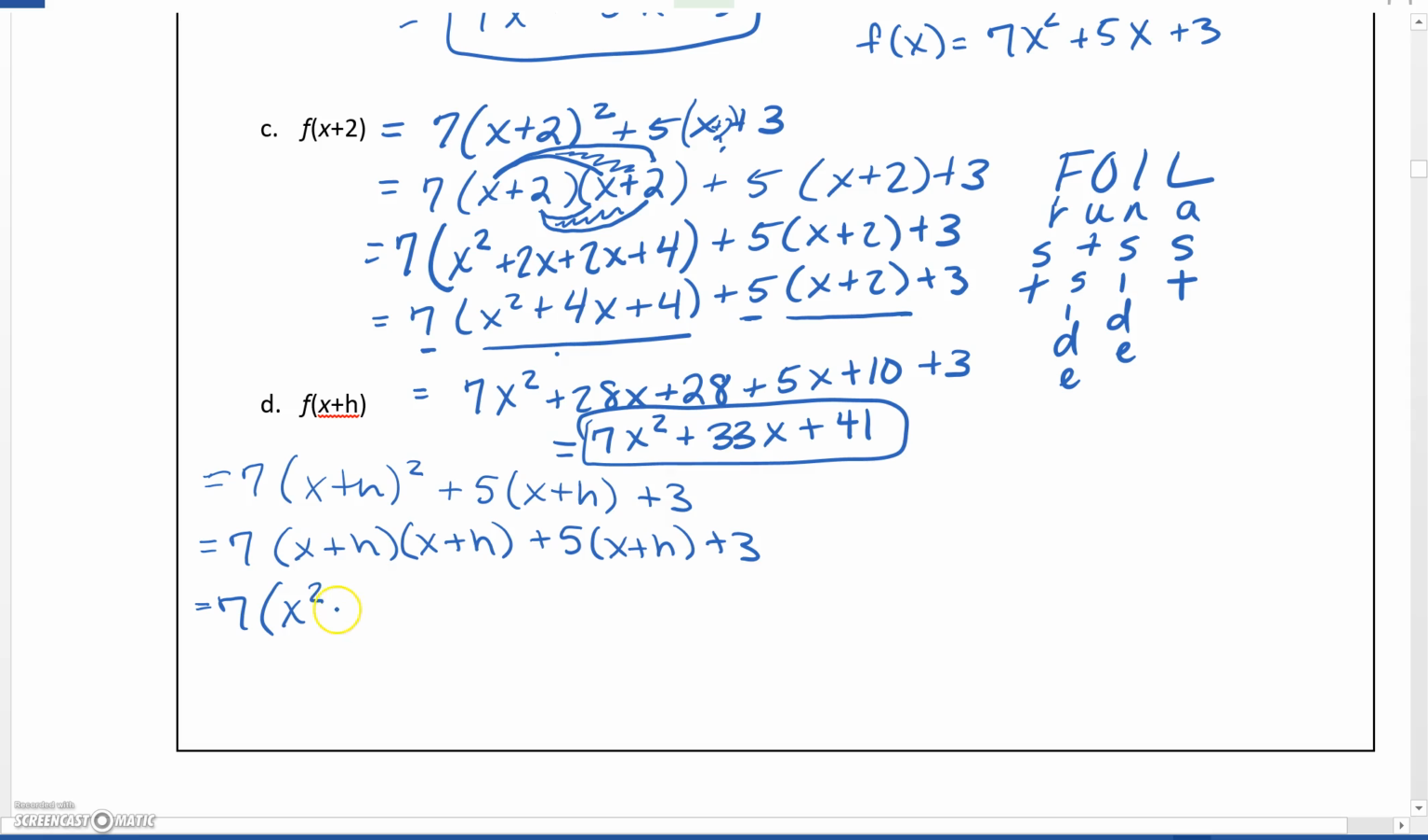Okay, so when we FOIL it, our first terms, x times x, gives us x squared. Our outside terms gives us xh. The inside terms give us xh. And the last terms, h times h, would be h squared. Okay, we can combine like terms here, the xh plus the xh. So 7 times (x squared plus 2xh, because it's 1xh plus 1xh) plus h squared.